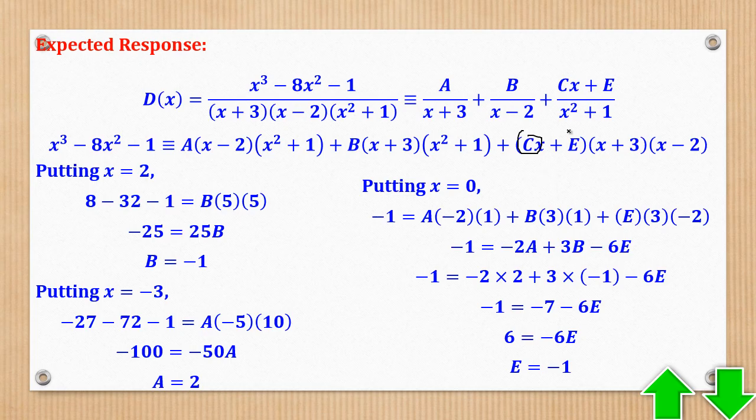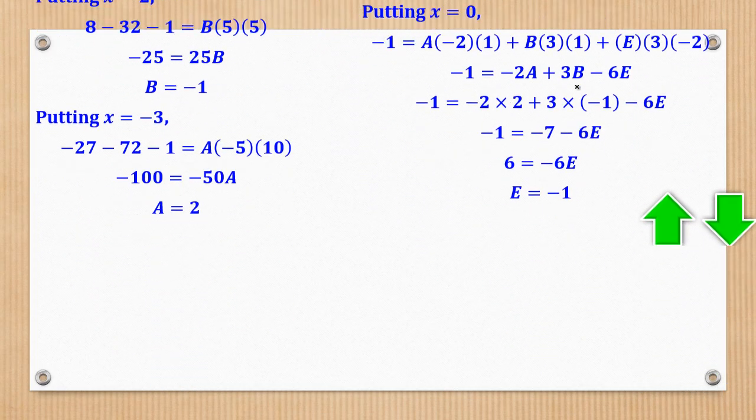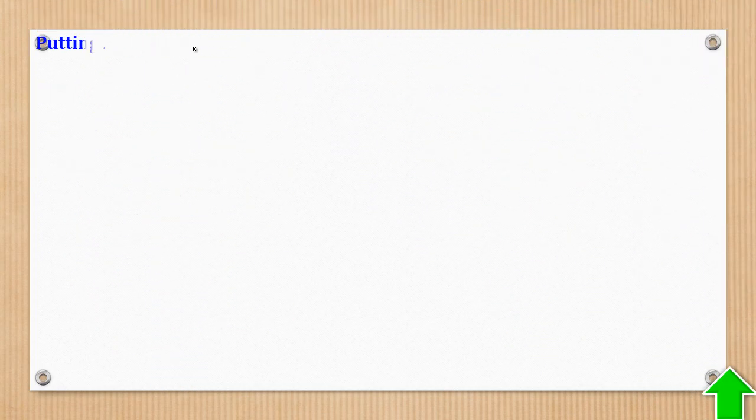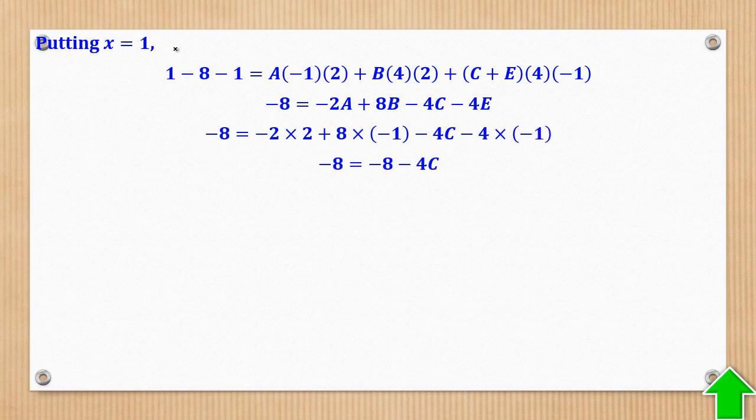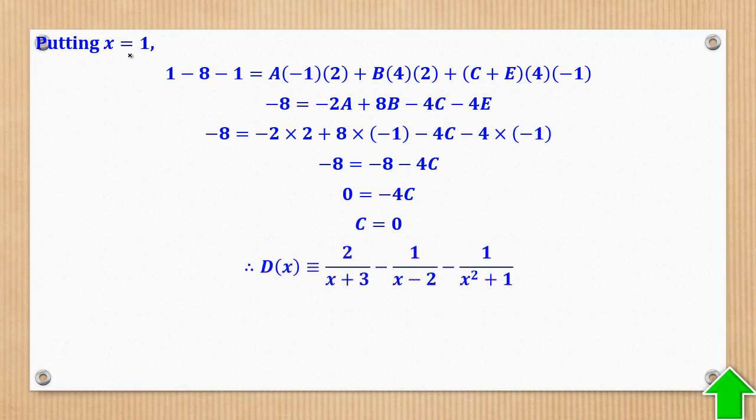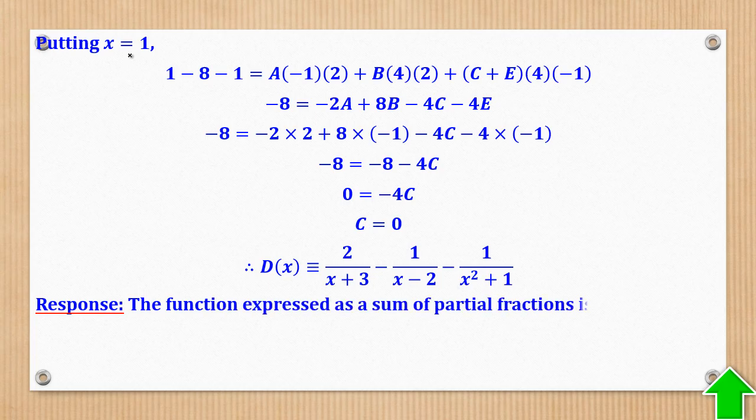So what I'm left with is the value of c. So I should put another value. If I put x equal to 1, I'll come up with that. Simplify, now substitute for a, b, and e. You remain with that. Then you can get the value of c as 0. After which you can rewrite the required partial fraction, and that is what they wanted. Then you have to give a response.